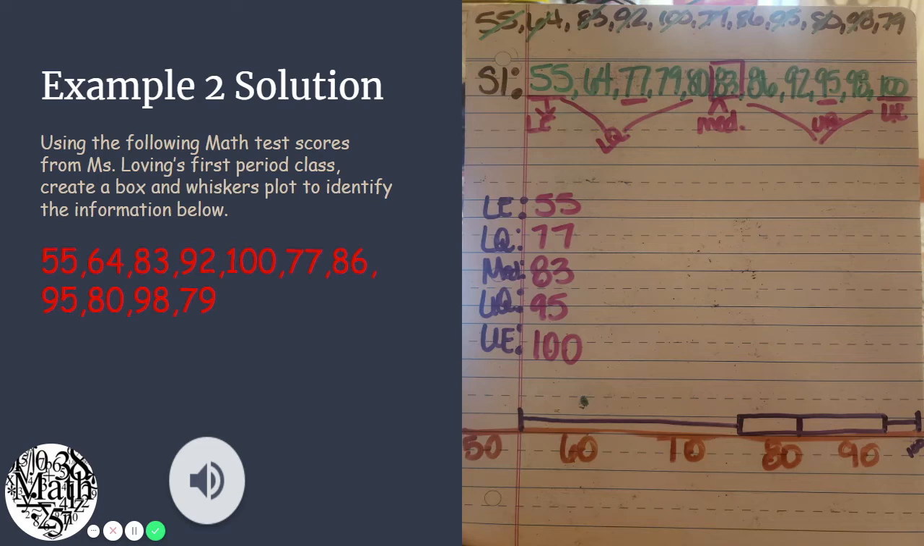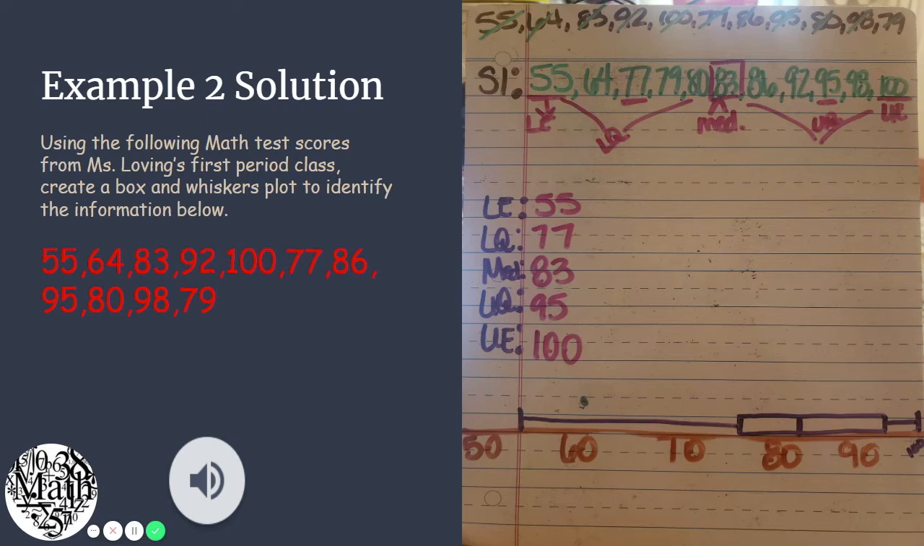Now we can locate our lower extreme, lower quartile, our median, our upper extreme, and our upper quartile. First, we locate the 2 easiest parts, which are our lower extreme and our upper extreme. The lower extreme is our smallest number again, so that is 55 for this set of data. Our upper extreme is 100, which is our largest number in this set of data. The number that is located directly in the middle for this set of data is 83.